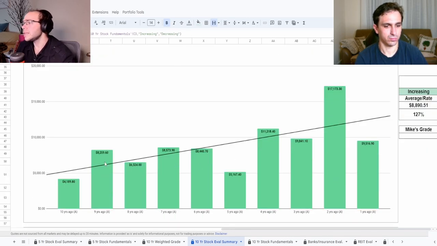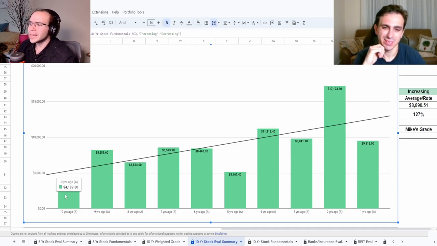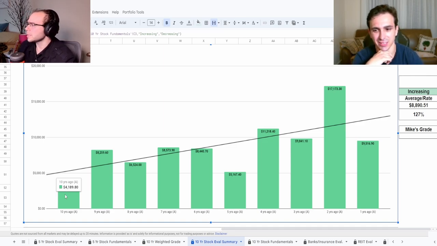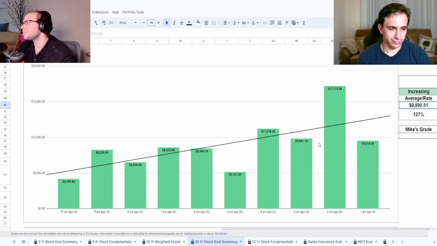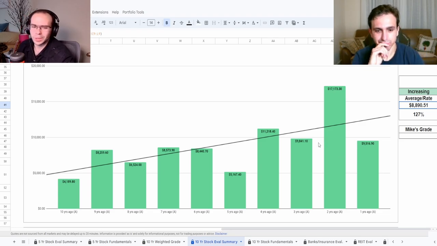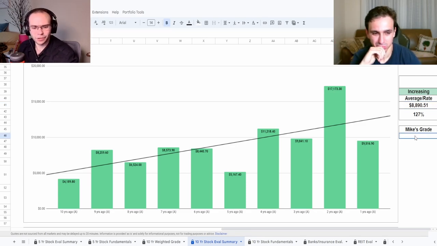Free cash flow is a little bit all over the place, but it's pretty consistent, question mark. We got 10 years ago of $4.2 billion to 1 year ago of $9.52 billion, increase of 127%, with an average of $8.89 billion. Again, it's choppy, but it's, I don't know, it's 50-50. Yeah. I honestly agree with that sentiment.